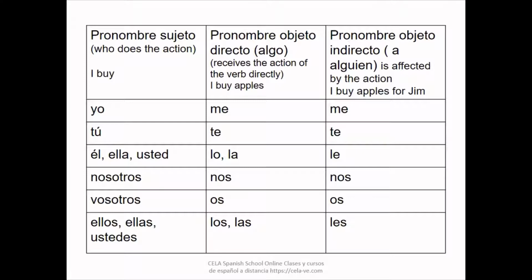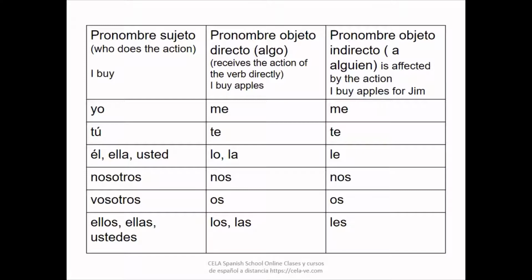In Spanish, the questions are: ¿Qué o quién hace la acción? For the subject. ¿Qué compro? For the direct object. Objeto directo. And ¿para quién o a quién compro las manzanas? For the indirect object or objeto indirecto.